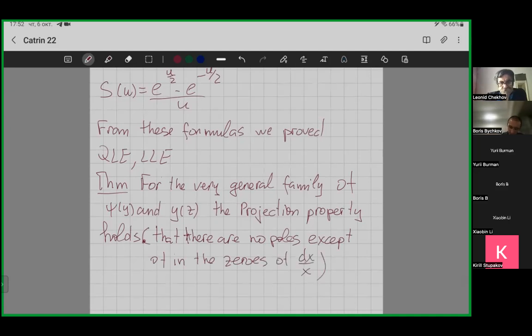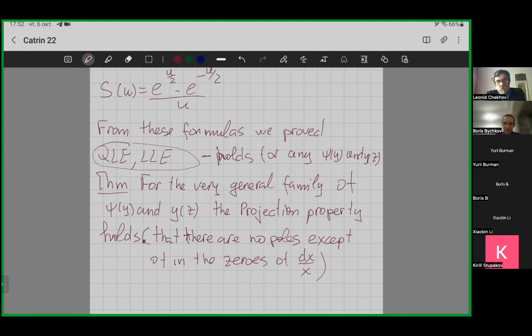So again, the loop equations we prove in full generality. It holds for any psi and y of z. And the projection property is not in full generality, but all known Hurwitz problems and much more are covered by this general family.